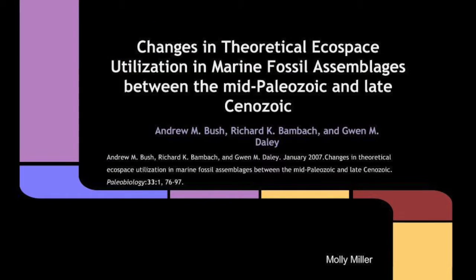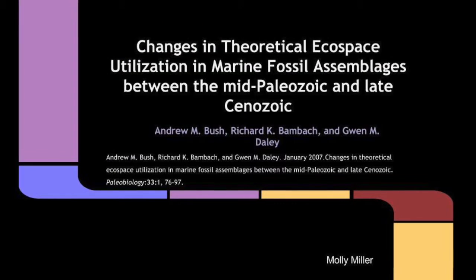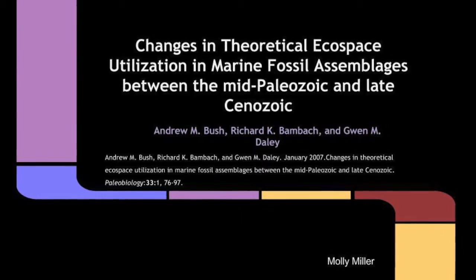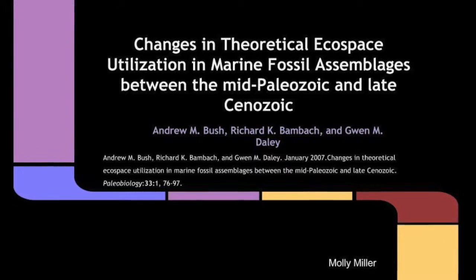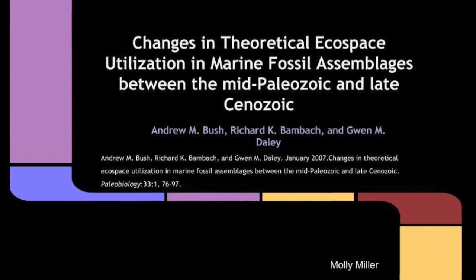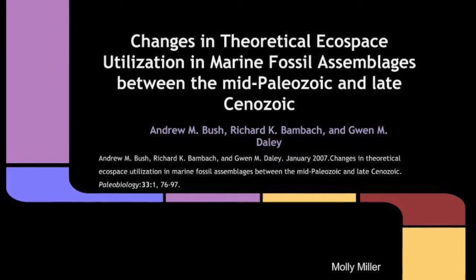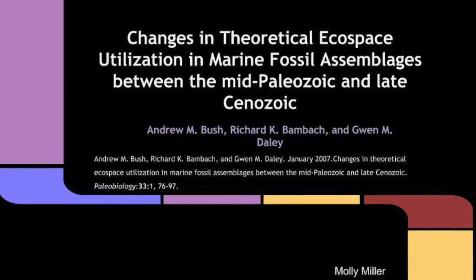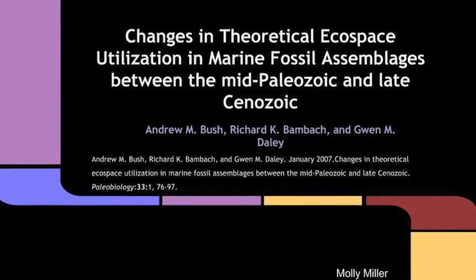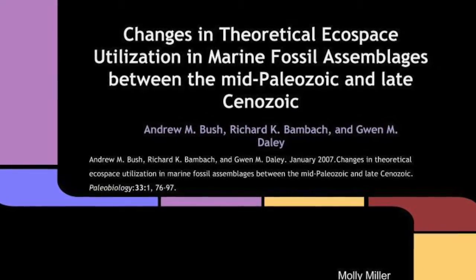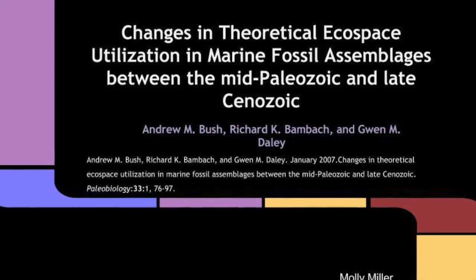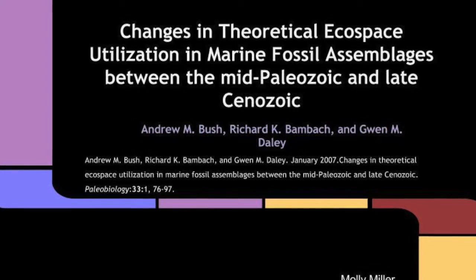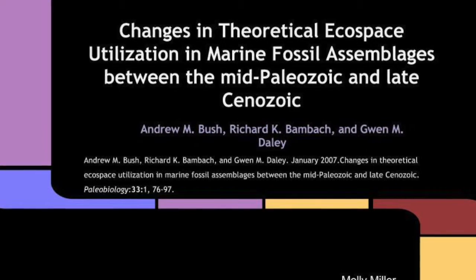This paper focuses on the change in ecospace utilization from the mid-Paleozoic time period until the late Cenozoic time period. These scientists followed the 3 characteristics to determine the ecospace utilization: vertical tiering, motility level, and feeding mechanism. By theoretical ecospace, the paleontologists mean that they are looking at all possible combinations of ecological patterns, not just those that are documented in the fossil record.